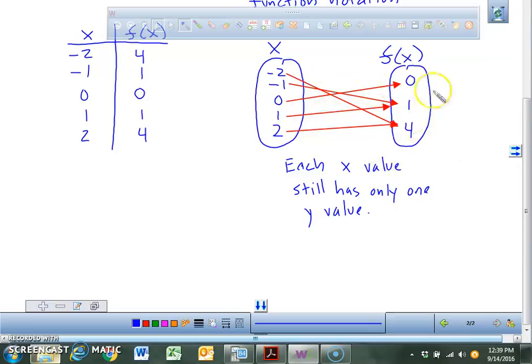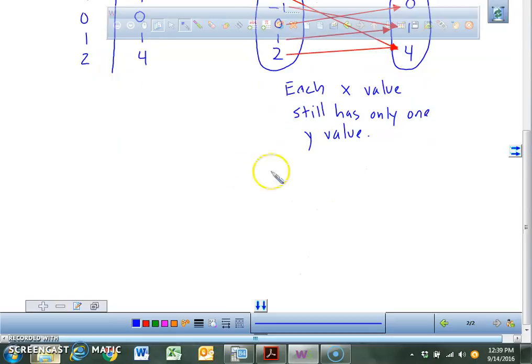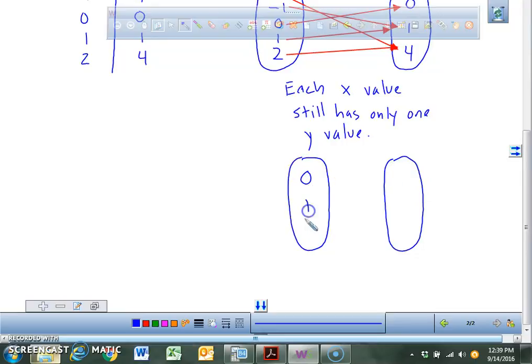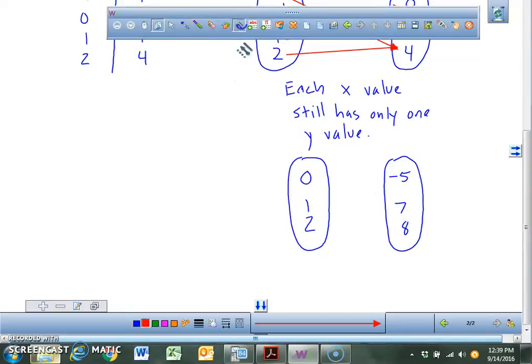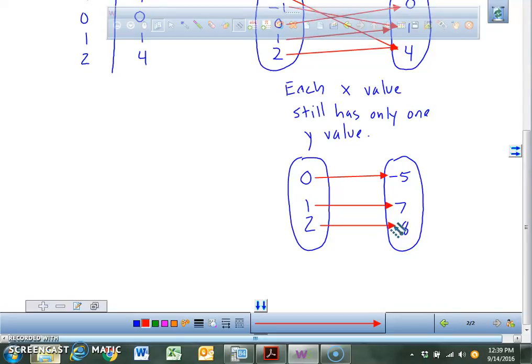So this is a map. This is a map of a function. All right? It's a little bit more difficult map. Let me show you a really, really easy map. Sometimes they're really easy. Like this is totally going to be a function. Like if I said 0, 1, 2, and I said -5, 7, and 8, and I had lines going like this, that's pretty easy. Each x has one y. So it's a very easy map to read. Okay? So these are just two examples of maps that are functions.